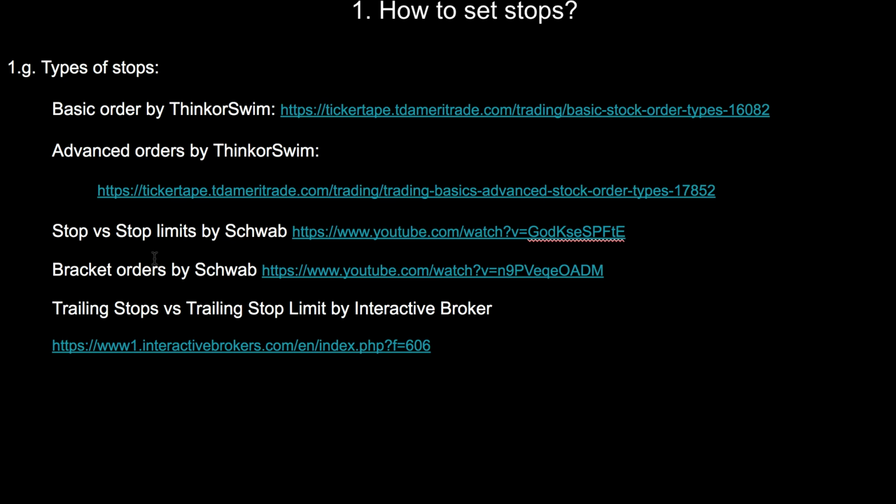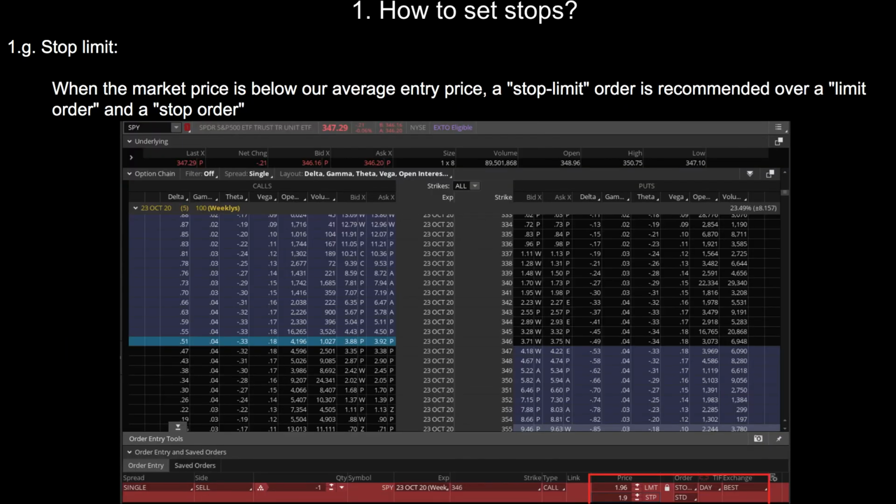And also, there's a really good writing by Interactive Brokers about trailing stops and trailing stop limits and their differences, with some graphs and mathematical calculations to show you their differences and how to set them. So it's really good. The other thing I really want to highlight really quick is the stop limit order.